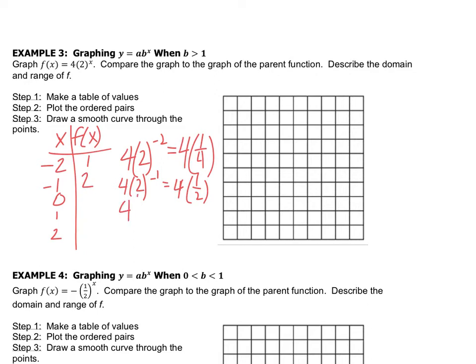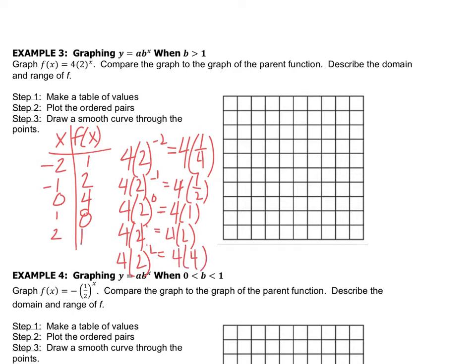When I plug in the 2 to the 0 power, remember that's going to be 4 times 1, which is 4. When I plug in the 2 to the 1st power, I get 4 times 2, which is 8. And lastly, when I plug in the 2 power, I get 4 times 4, which is 16.